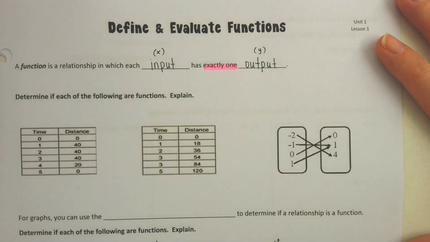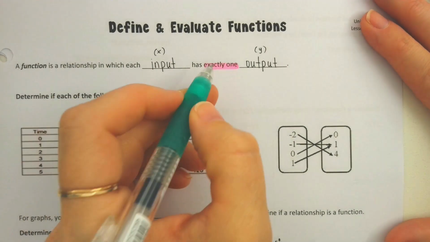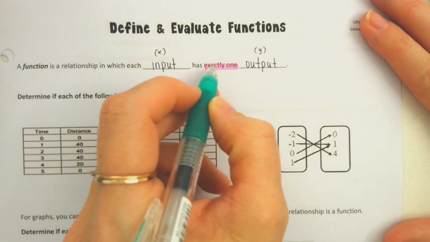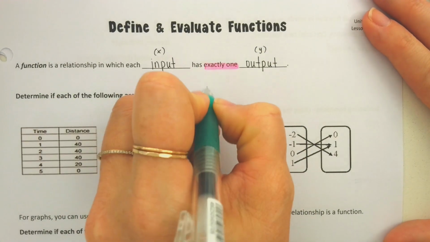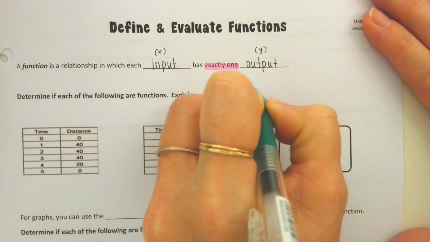in on any repeated X's. Repeated X's is not necessarily bad. Like, it's fine if they repeat. But what you don't want is repeated X's to go to different Y's, because they can only go to exactly one Y. So I'm going to write down focus on repeated X's.